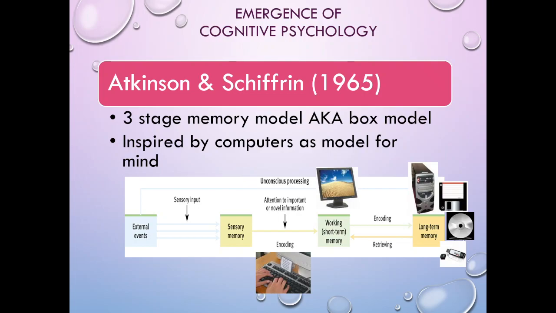And so you can see where Atkinson and Shiffrin thought, well, if this is how it works in a computer, then maybe this is how it works for us humans too. That we have sensory memory that's stored very briefly, working memory that's stored longer but still temporarily, and then we have long-term memory where the material is stored relatively permanently.